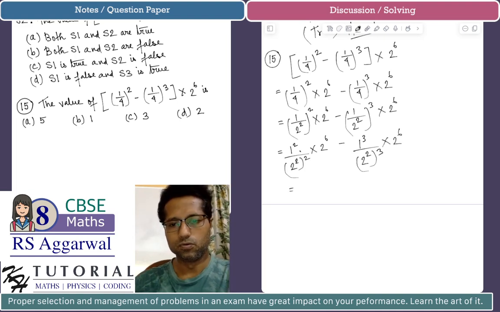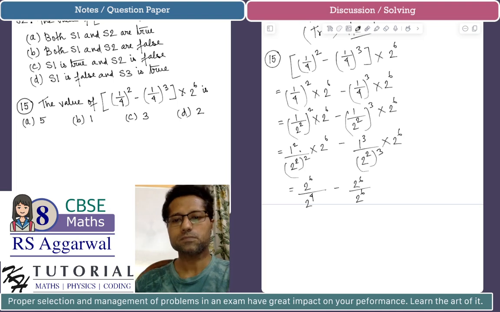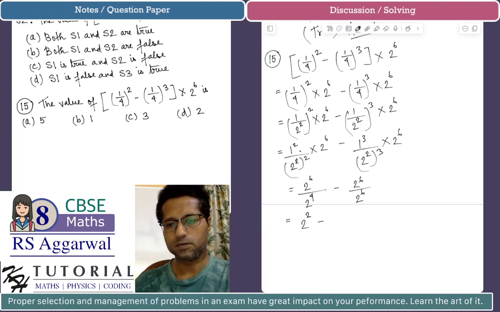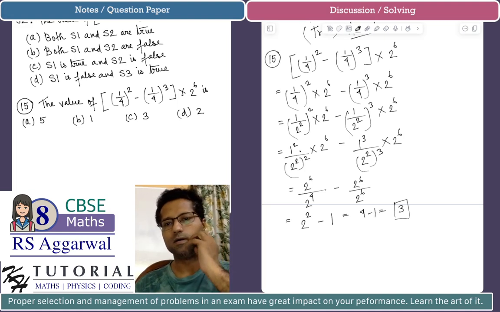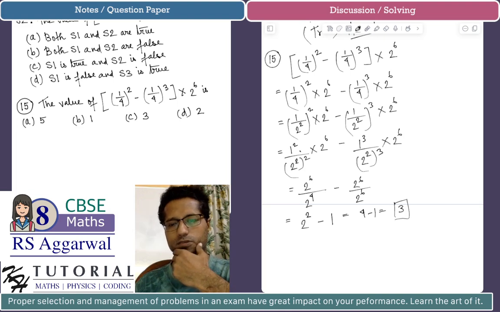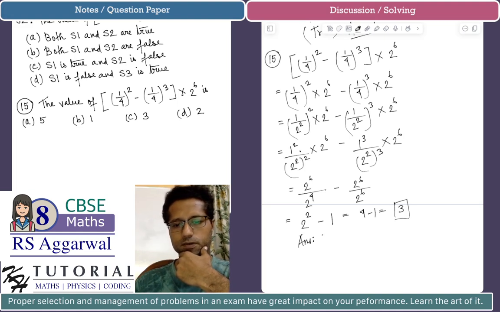Now this becomes 2 to the power 6 divided by 2 to the power 4, minus 2 to the power 6 divided by 2 to the power 6. So this becomes 2 to the power 6 minus 4, which is 2 square, minus 2 to the power 6 by 2 to the power 6, which is 1. So this becomes 4 minus 1 equals 3. So this way, if you distribute the multiplication over subtraction, the computation will be simpler. So the correct choice is C.